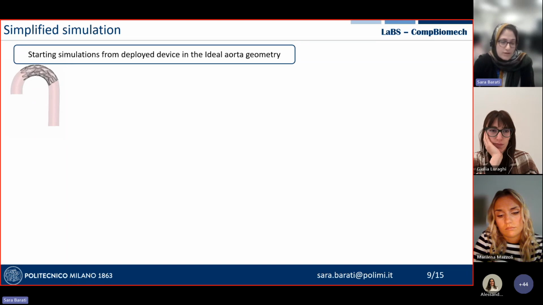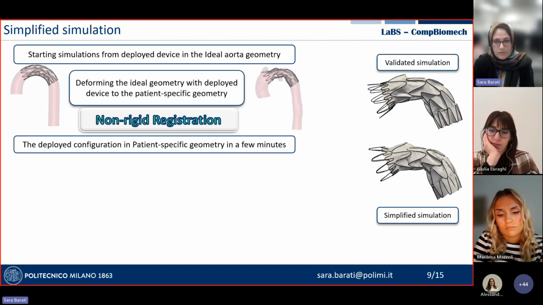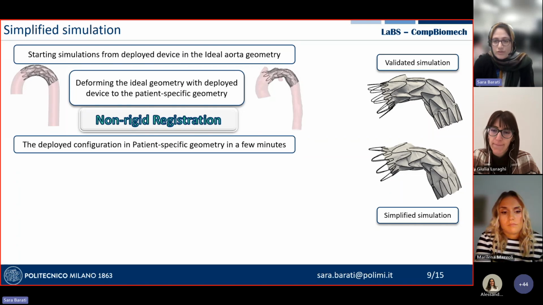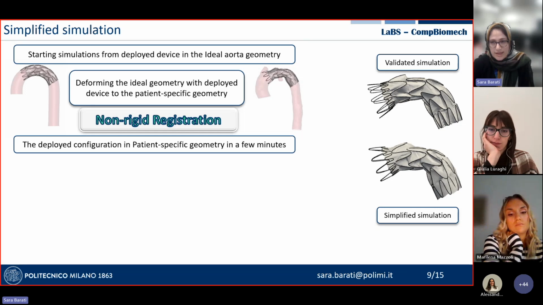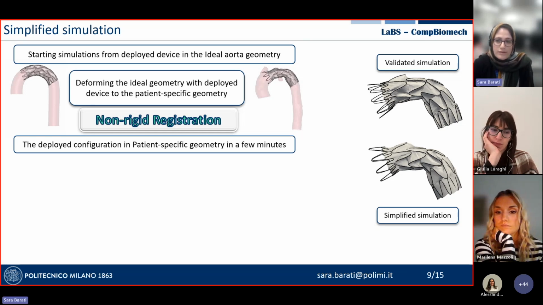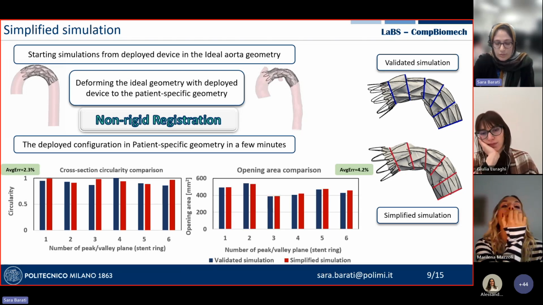So we start using the deployed device in ideal geometry. We use non-rigid registration and we apply the deformation to the ideal model to get the patient-specific model of the final configuration of the stent graft. In order to compare them, at the top you can see the final configuration of the stent graft with the high fidelity validated simulation that takes a few hours. And at the bottom, you see the final configuration of the stent graft with the simplified simulation, which takes only a few minutes. In order to compare them, we use the same method that we use for comparing the high fidelity simulation with CT images.